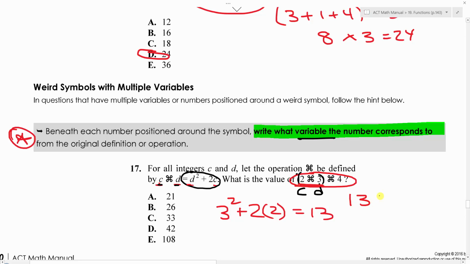So now I have 13, and then this weird symbol, and 4. So now I just have another weird symbol function to calculate, and now I have a new c and d from the original function. So now I am going to do the d squared, which is 16. It's 4 squared. Okay, d squared, that's the 4. 4 squared is 16. Plus 2 times the c, plus 2 times 13. And this is going to equal 16 plus 2 times 13.